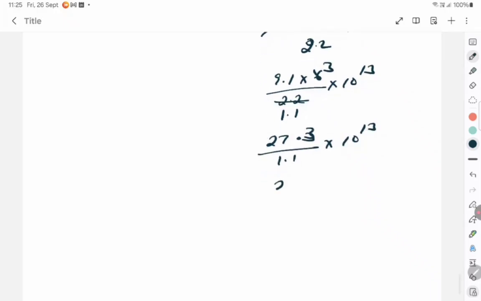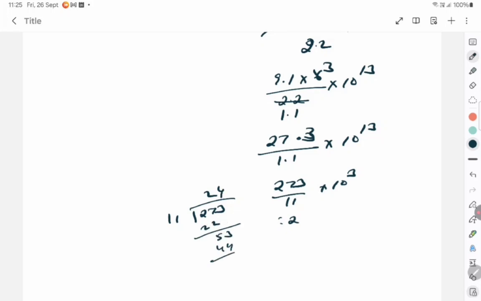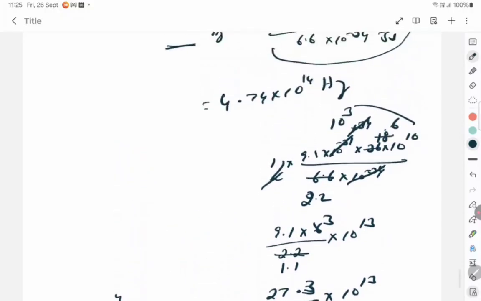So you can multiply the numerator and denominator by 10 to make the division easier. 273 divided by 11: 11 2s are 22, then 53, 11 fours are 44, so 9, and it will be 0. So you get point... what is it? Sorry. 24 11s are, is it? 11 fours are 44, 11 twos are 22. Yeah, so 24 point something. So let's approximate it to 24 into 10 to the power 13. I'm approximating, I'm getting this as the answer.